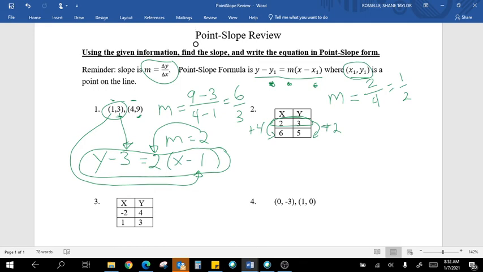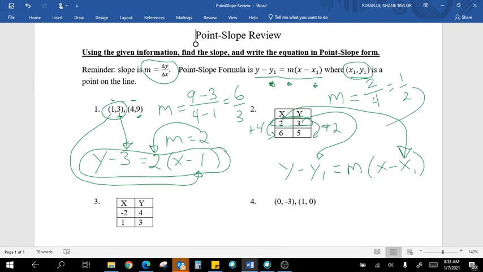Okay? So I'm going to go back down here, and I'm going to write down y minus y1 equals m times x minus x1. So the point that I choose, the first point there, my y value is 3. So I'm going to take my y value and I'm going to place it right here. I'm going to take my x value, which is 2, and I'm going to place it right here. And I'm going to take my 1/2, which is my m value, and I'm going to replace that m right there.